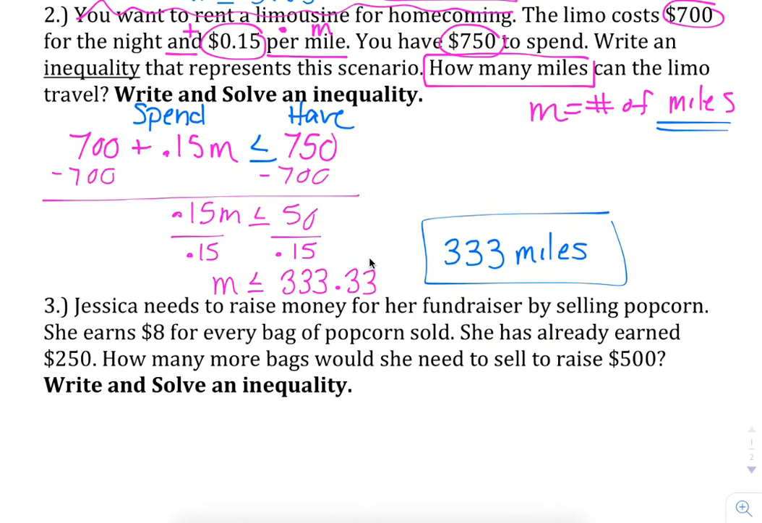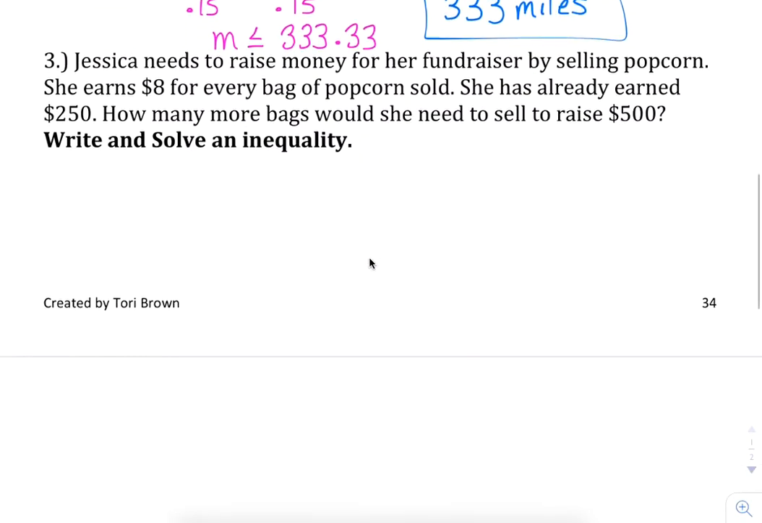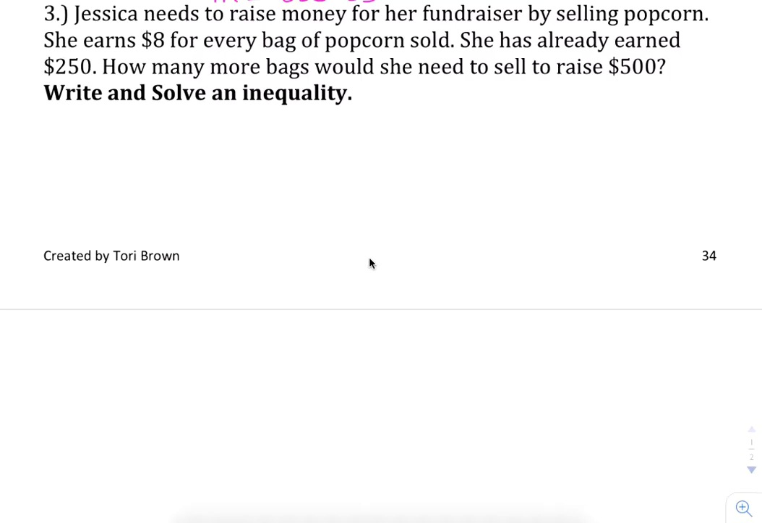Okay? Let's try the last one. Jessica needs to raise money for her fundraiser by selling popcorn. Nothing important here. She earns $8 for every bag of popcorn sold. She has already earned $250. How many more bags would she need to sell to raise $500? Okay, write an inequality here. Let's go ahead and set it up. 8 is a number, 250 is a number, and we're trying to reach our target goal of 500.